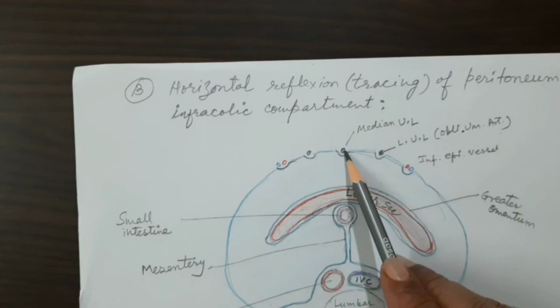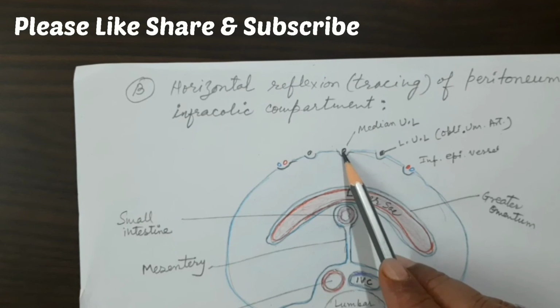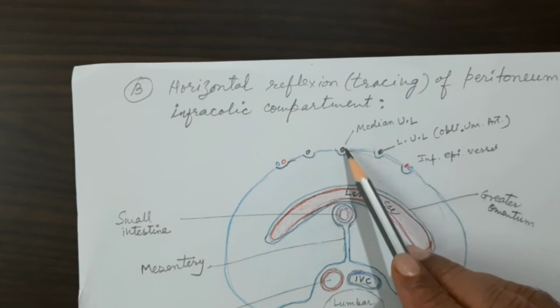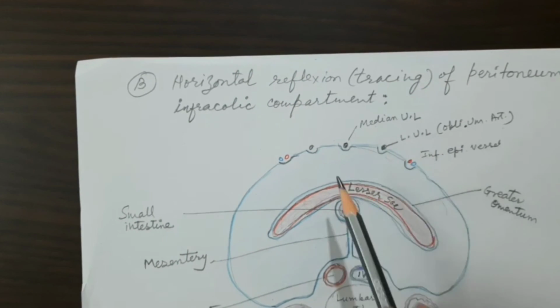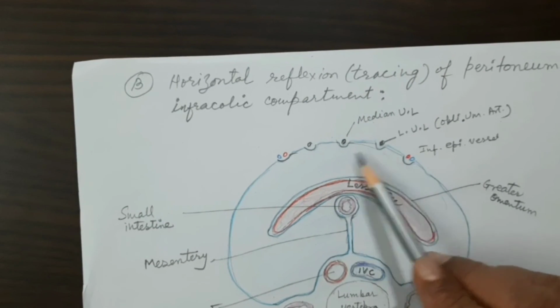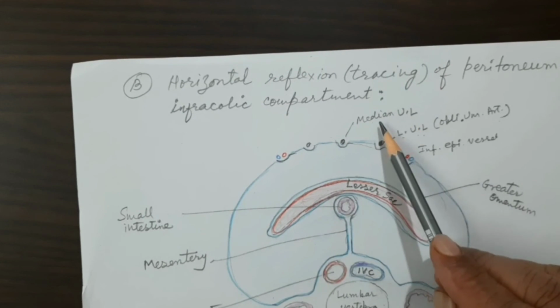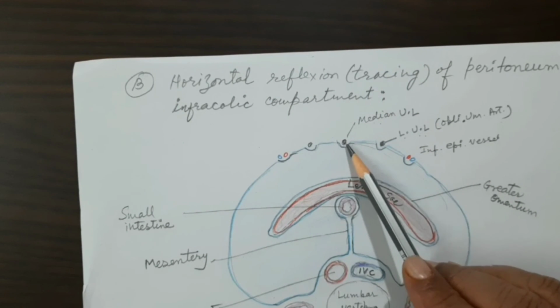This is the median umbilical ligament. Okay, and this is the obliterated urachus, which extends to the umbilical cord, coming from the apex of the urinary bladder. Later on it gets obliterated, so it is the obliterated urachus and forms a ligament called the median umbilical ligament, exactly present in the midline, in the median plane. Then lateral to it on either side are the other ligaments called the lateral umbilical ligaments. So this was the median umbilical ligament, not medial. It is median because it is single in the midline.